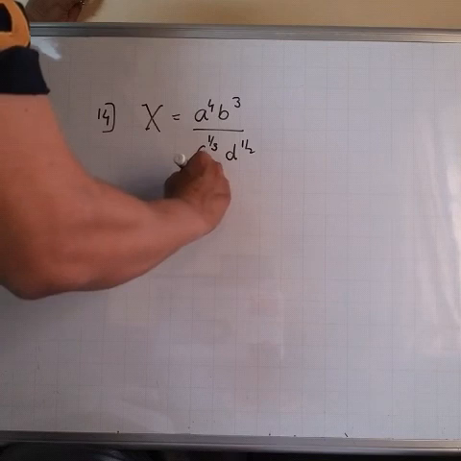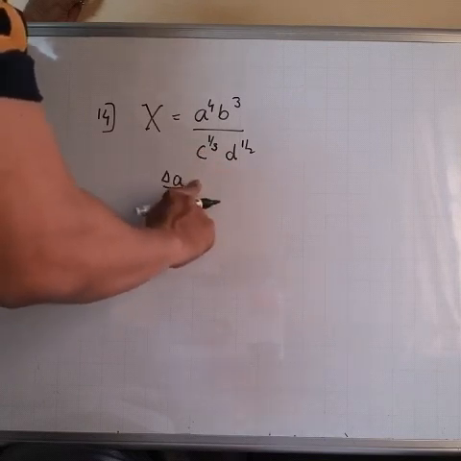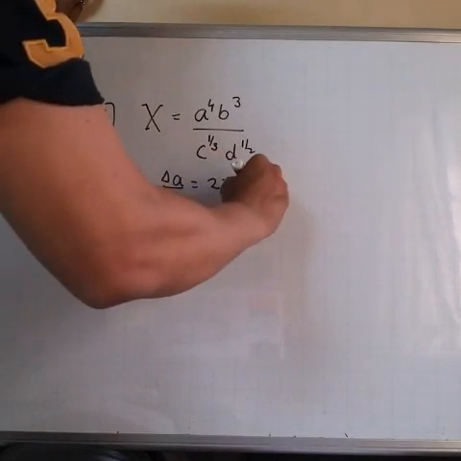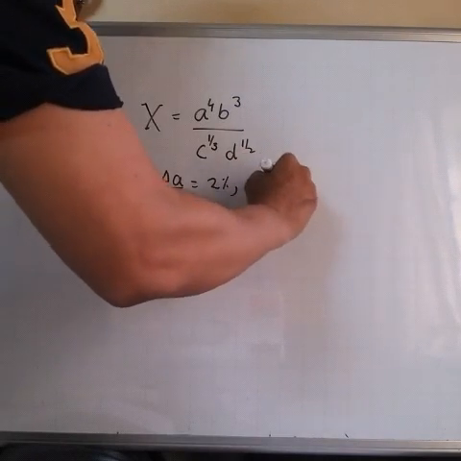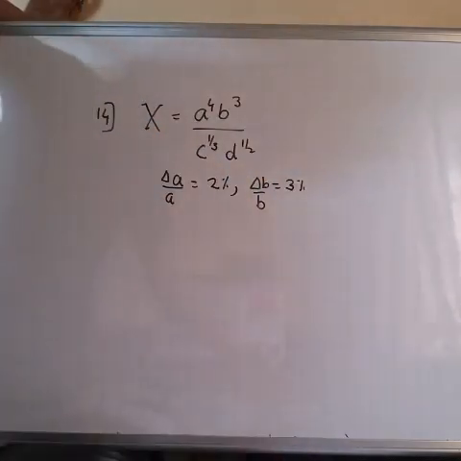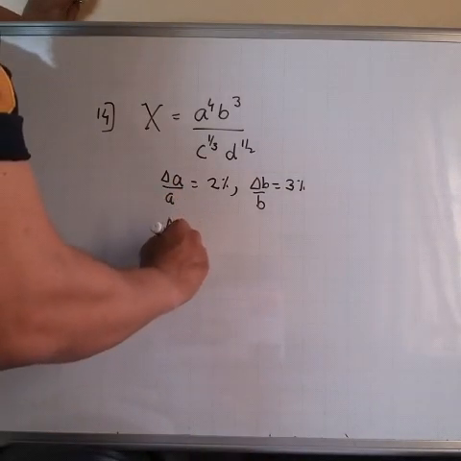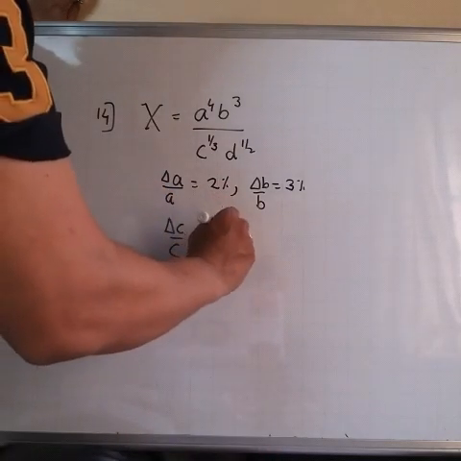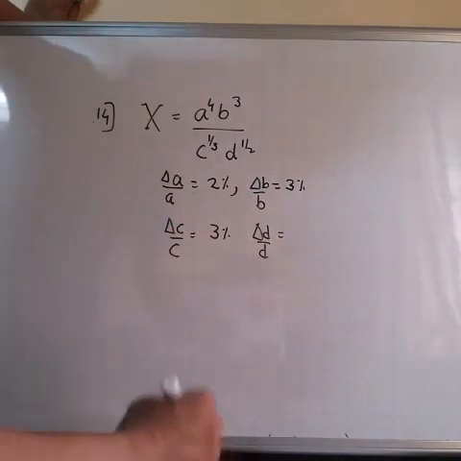Percentage error in measuring a means what? Delta a upon a. This value is given as 2%. Delta b upon b is 3%. Delta c upon c, relative error in measuring c, is 3%, and delta d upon d is 4%.